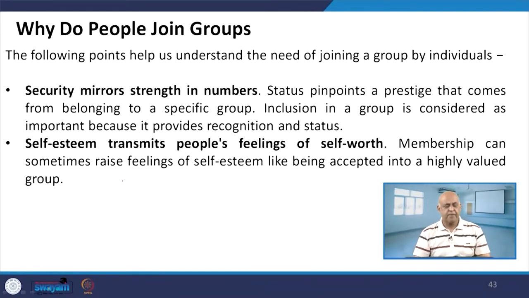Now the question arises, why do people join a group? Security mirrors strength in numbers. Status pinpoints the prestige that comes from belonging to a specific group. Inclusion in a group is considered important because it provides recognition and status. Self-esteem transmits feelings of self-worth. Membership can sometimes raise feelings of self-esteem, like being accepted into a highly valued group. For example, intellectual people form their own group. That is, self-esteem transmits people's feeling of self-worth: I belong to that particular group, which is the group of highly intellectual members.